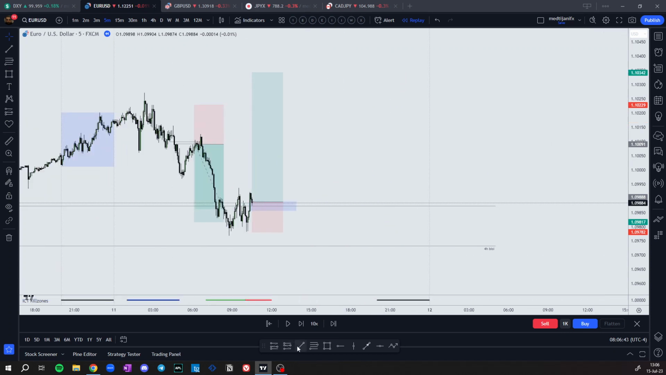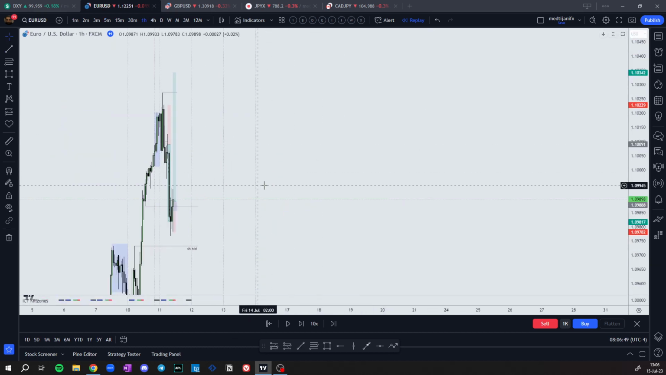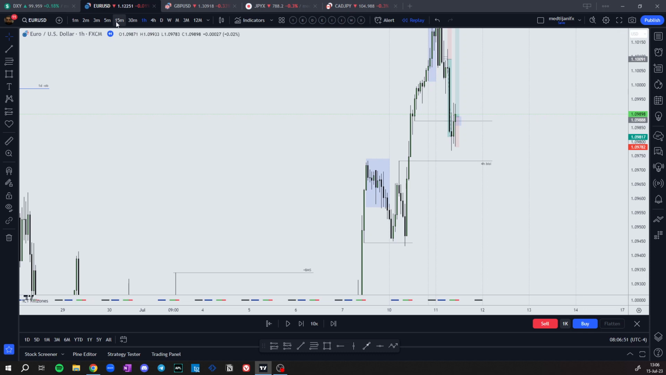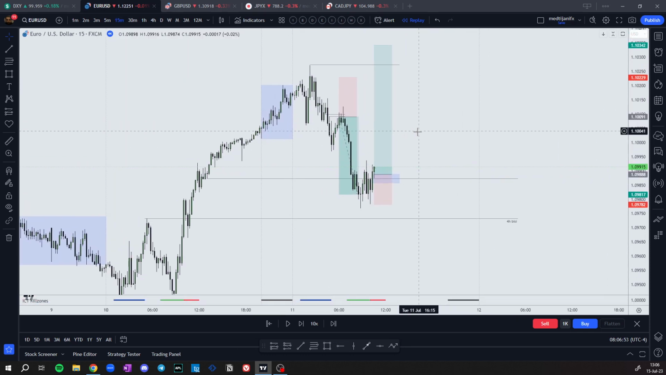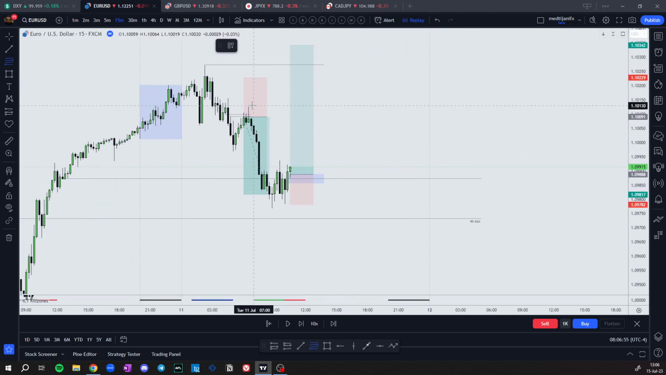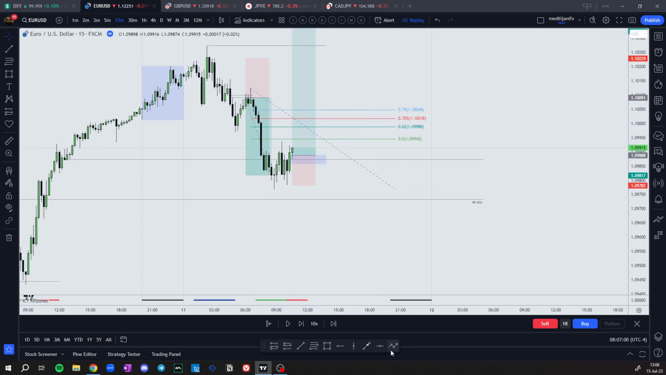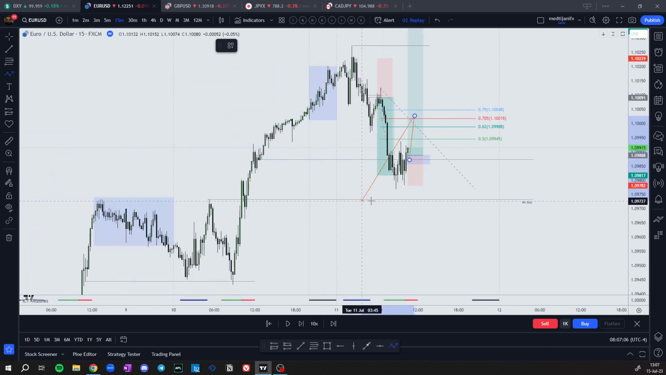Our target is gonna be where? It's gonna be this high here, right? This is our target. But also, if we go to the 15-minute time frame, we still have this range here that price should check. I mean by that, price could just go higher to premium to optimal trade entry and then drop lower.